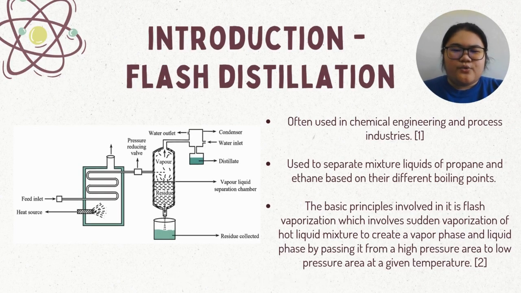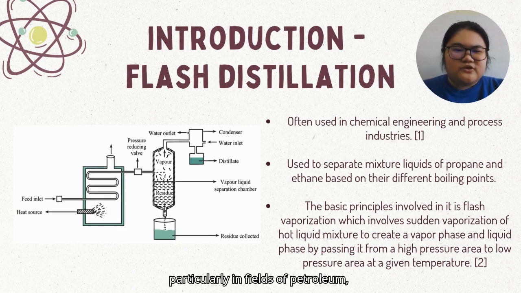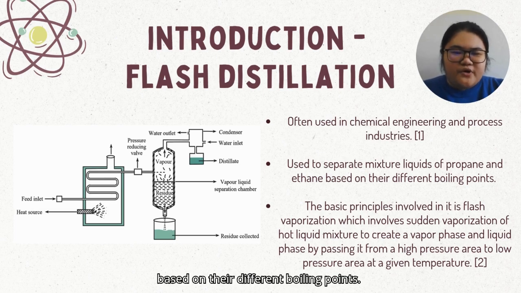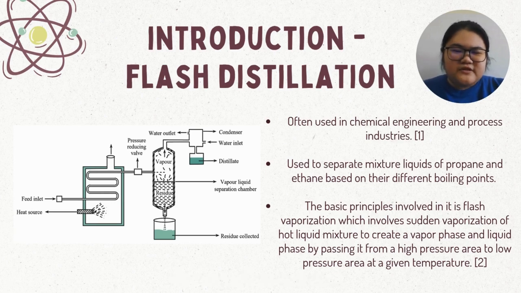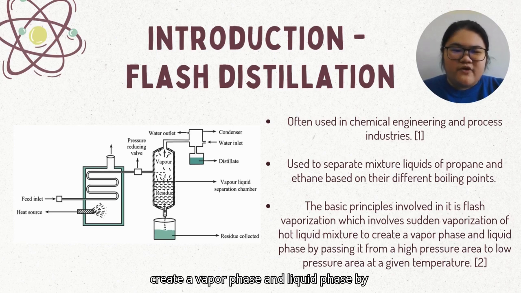For the introduction part, we are going to talk about flash distillation, which we use in this project. It is often used in chemical engineering and process industries, particularly in petroleum, natural gas processing, and refinery operations. Flash distillation is used to separate liquid mixtures, such as propane and ethane for our group, based on their different boiling points. The basic principle involved in flash distillation is flash vaporization, which involves sudden vaporization of a hot liquid mixture to create a vapor phase and a liquid phase by passing it from a high pressure area to a low pressure area at a given temperature.